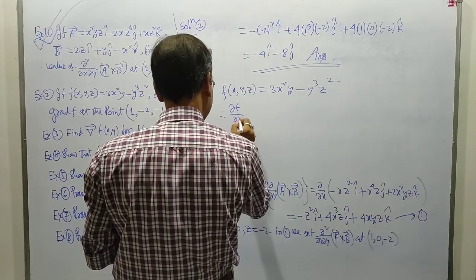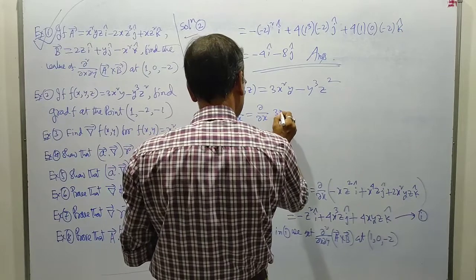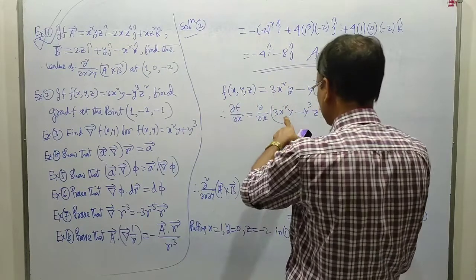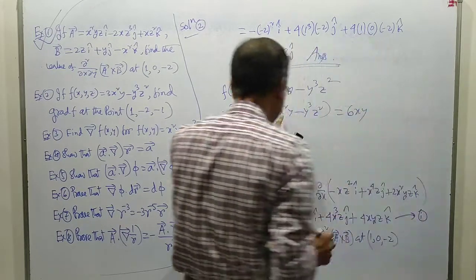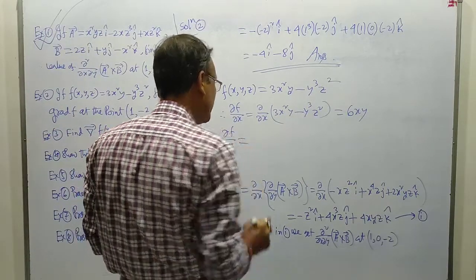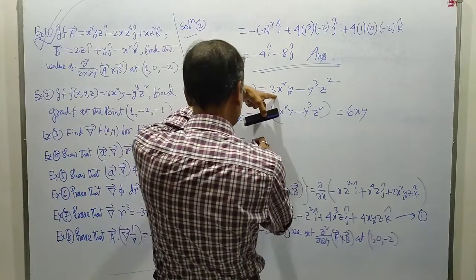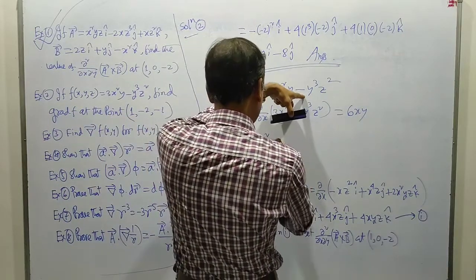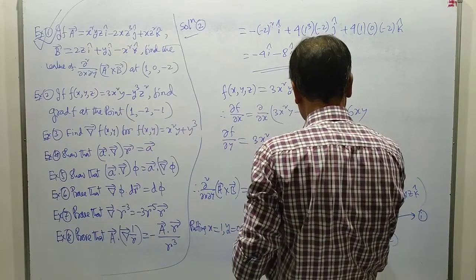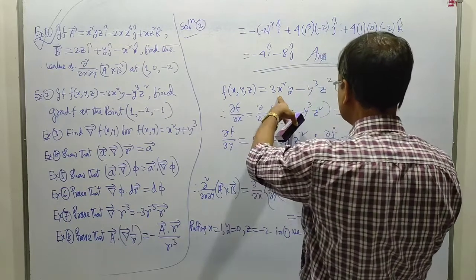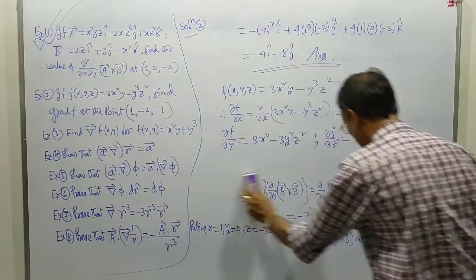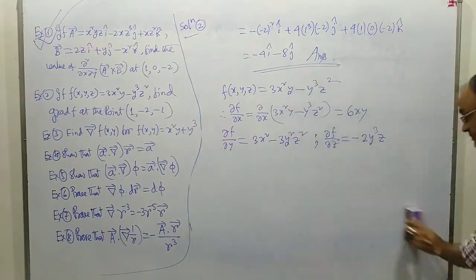Therefore, del f by del x equals del by del x of 3x squared y minus y cube z squared, which is simply 6xy. Del f by del y, with respect to y differentiation, is 3x squared minus 3y squared z squared. Del f by del z, with respect to z, is 0 minus 2y cube z, minus 2y cube z.